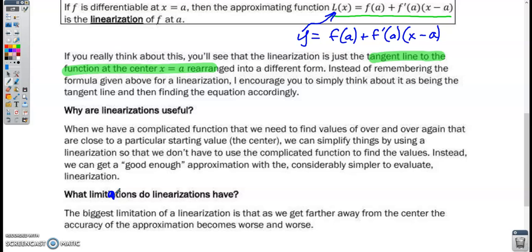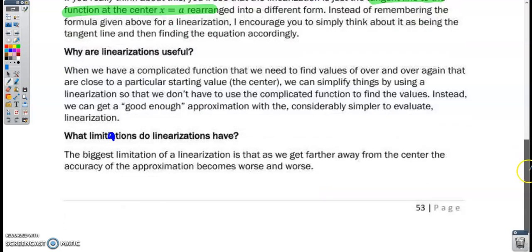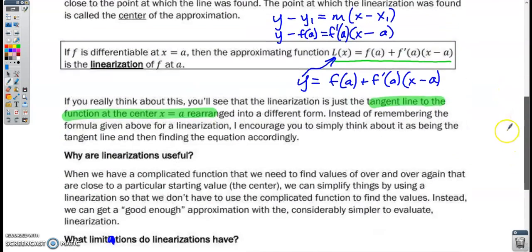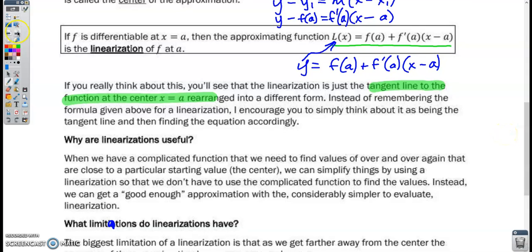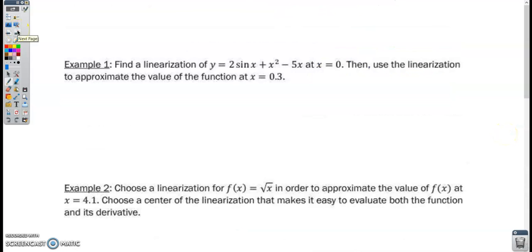The biggest limitation to a linearization is that the further we get away from the center, the worse the accuracy of the linear approximation is. Okay, so that's a whole lot of introduction to what linearizations are. Let's go ahead and do a couple of examples related to linearizations.